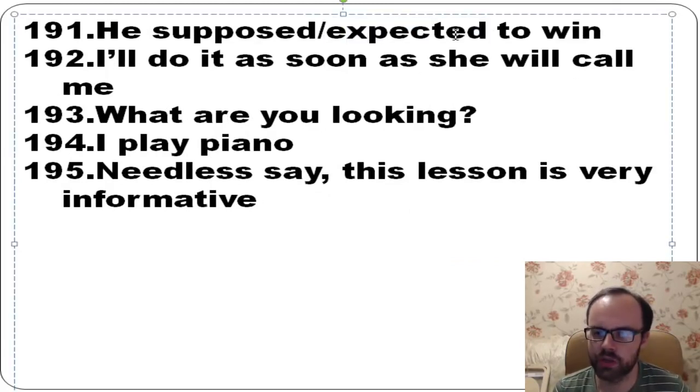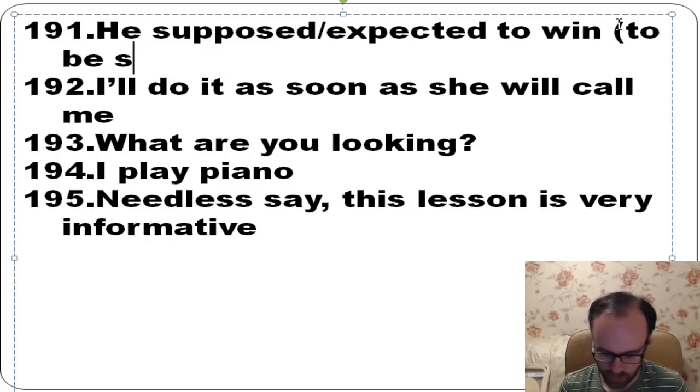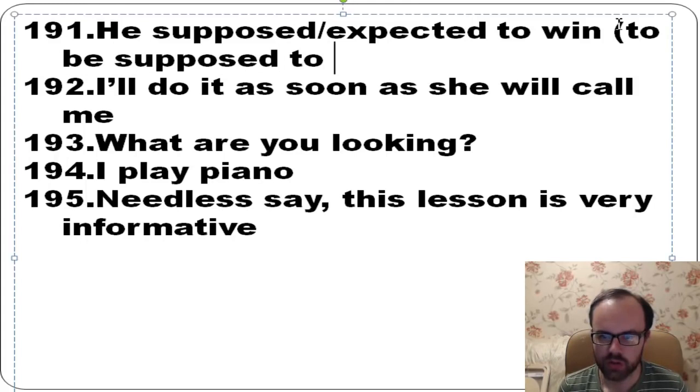He expected to win. Do you know the structure? To be supposed to, or to be expected to.